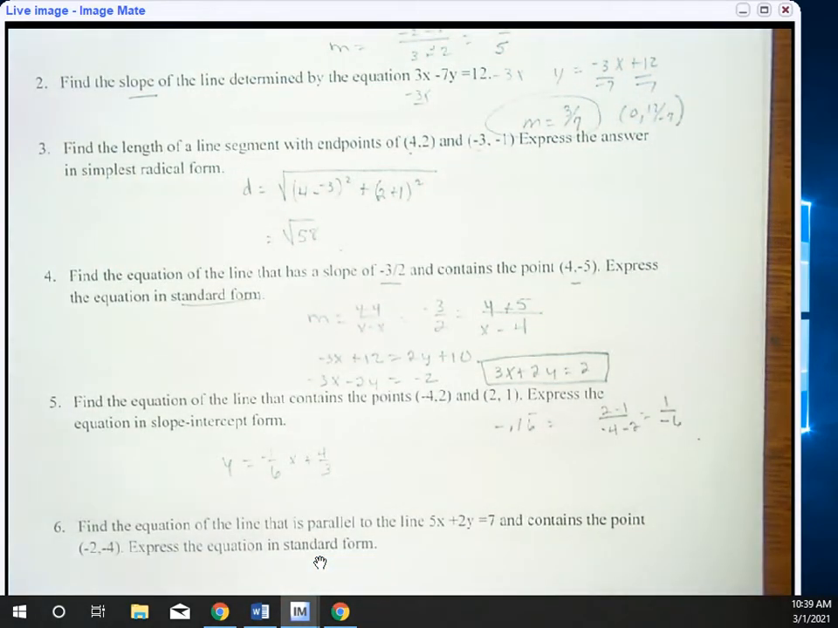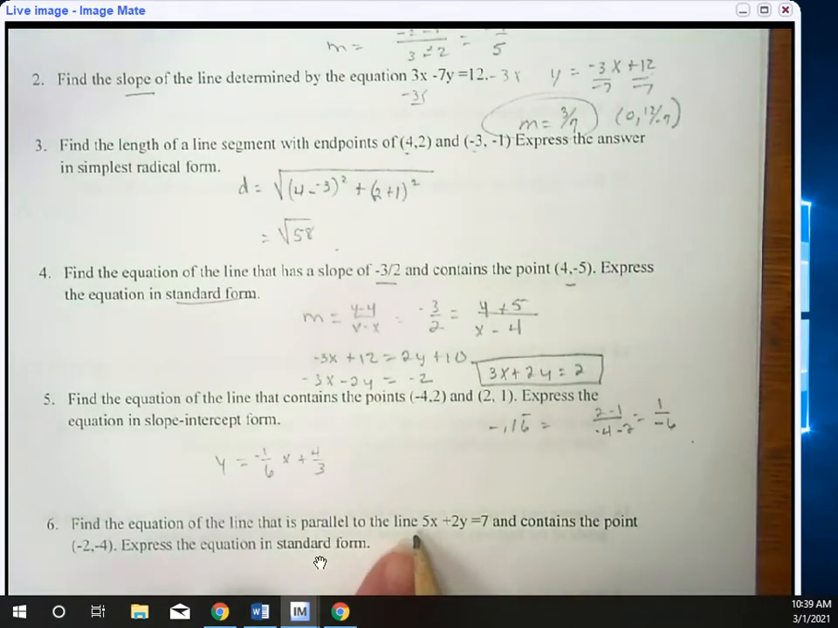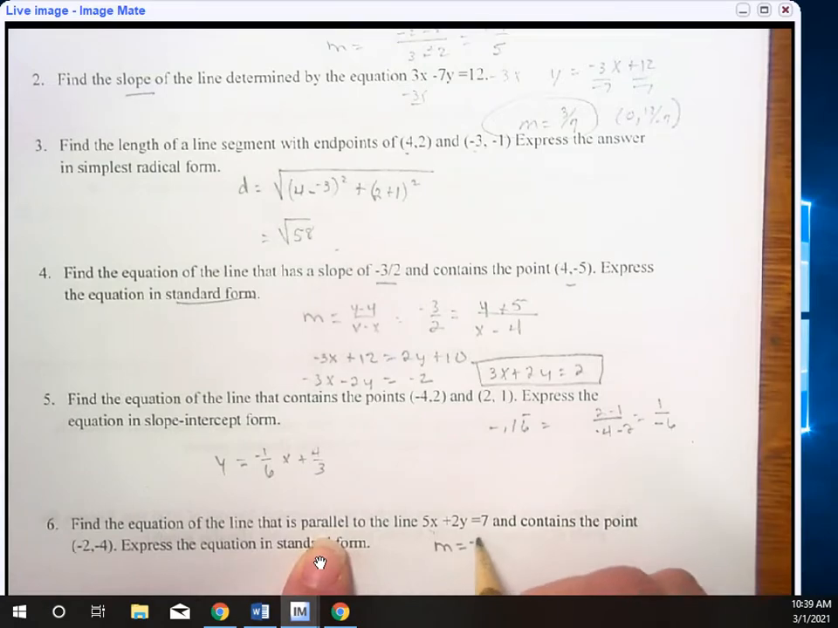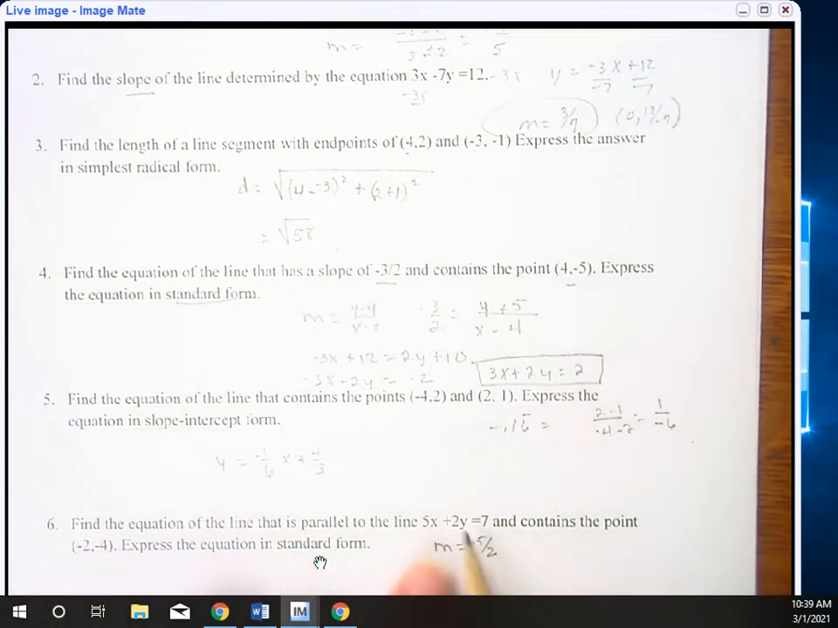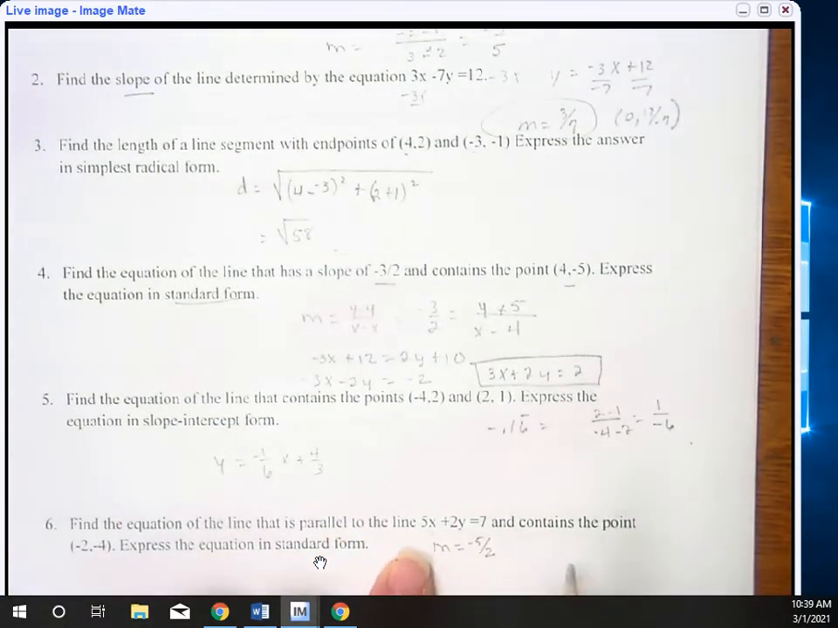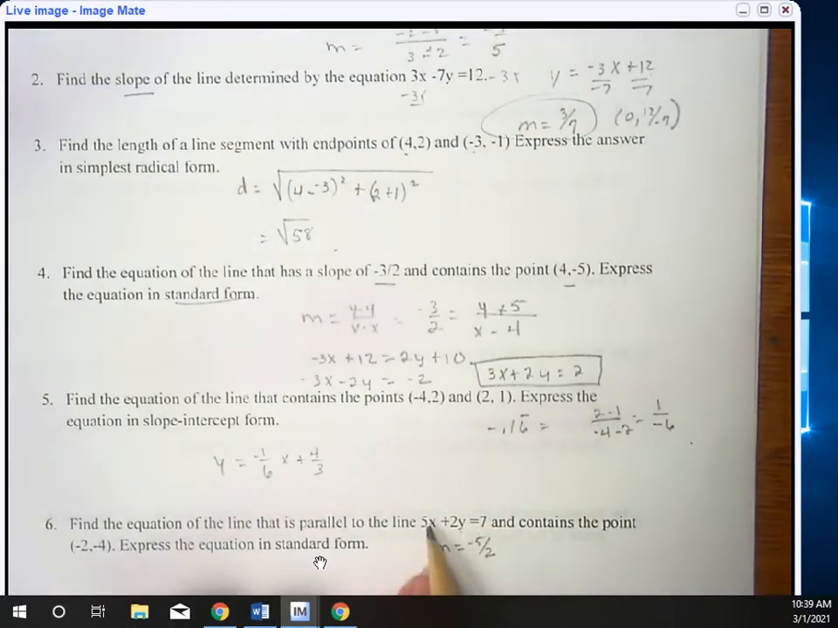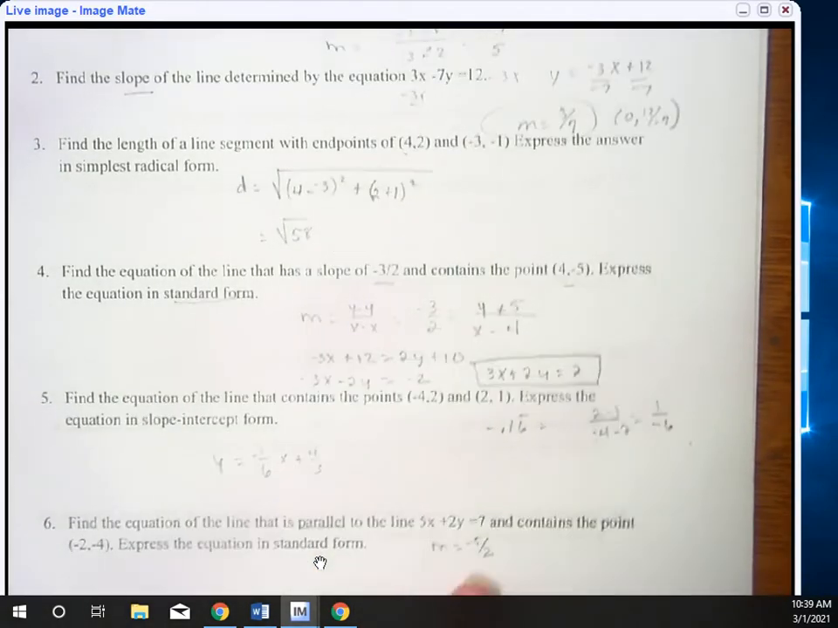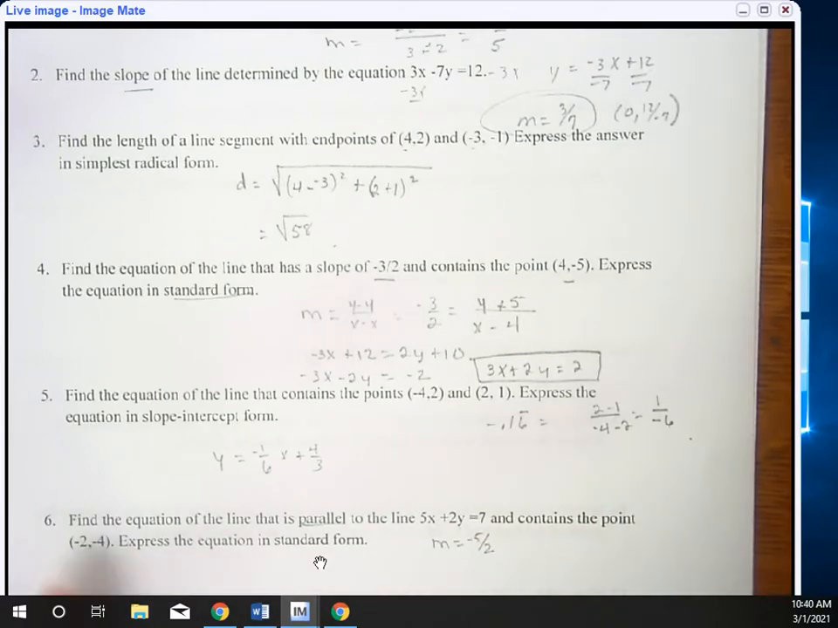Okay? Find the equation of the line that is parallel to this one. Well, my slope is a negative 5/2. I just solved for y without writing down everything else. I subtracted the 5x and divided by the 2. The slope is the number in front of it. But I want it parallel. Parallel lines have the same slope and contain the point.